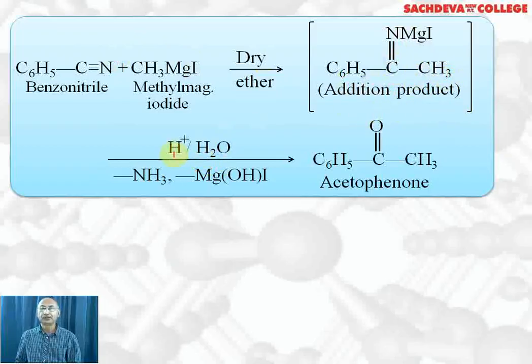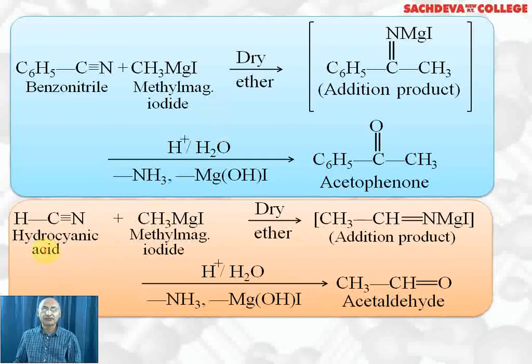We are going to hydrolyze it, water and H+. So here we get hydroxy magnesium iodide and ammonia is out. If amino magnesium iodide is formed, that is unstable, it releases ammonia. So we get the product acetophenone. Its IUPAC name is phenylethanone. So if you are asked to convert benzonitrile to acetophenone, this is the best method by using Grignard reagent, that is CH3MgBr followed by hydrolysis with acidified water.